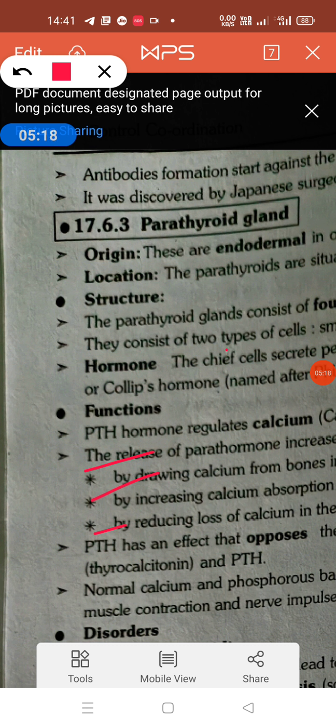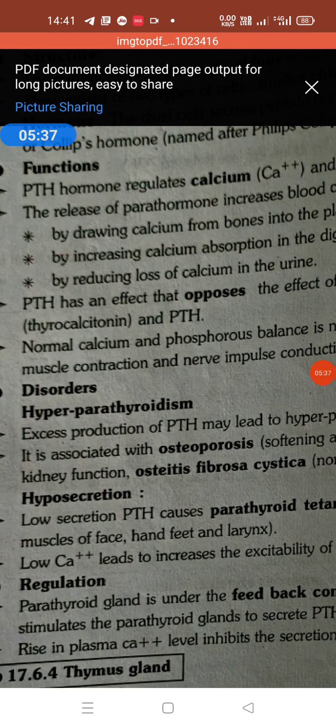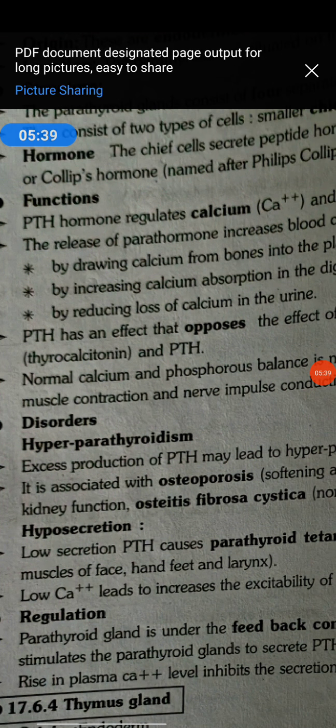nerve impulse conduction. And now we start the disorders of hyposecretion, meaning less secretion of the hormone parathormone, or hypersecretion, meaning more secretion of the hormone parathormone. So in the hyperparathyroid condition, there is hyperparathyroidism. Excess production of parathormone will lead to hyperparathyroidism.